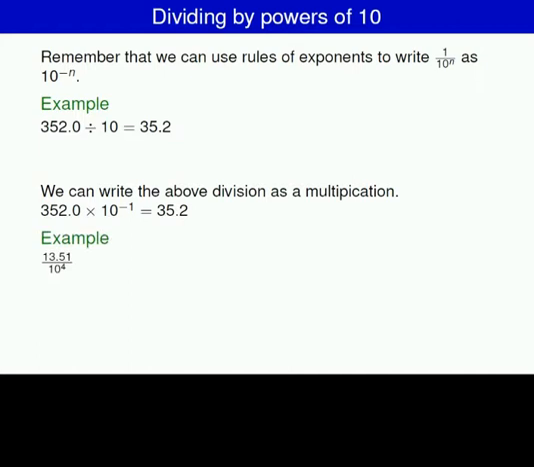Here's another example: 13.51 divided by 10 to the 4. Let's rewrite this as 13.51 multiplied by 10 to the minus 4. The factor dividing, 10 to the 4, when you take it to the numerator, becomes 10 to the minus 4, from our previous rules of exponents. Now this tells me to move the decimal point 4 places to the left since I'm dividing.